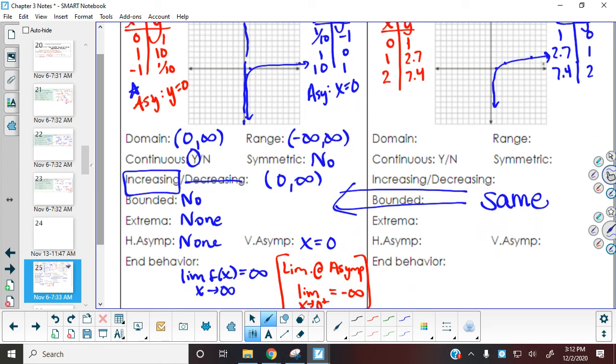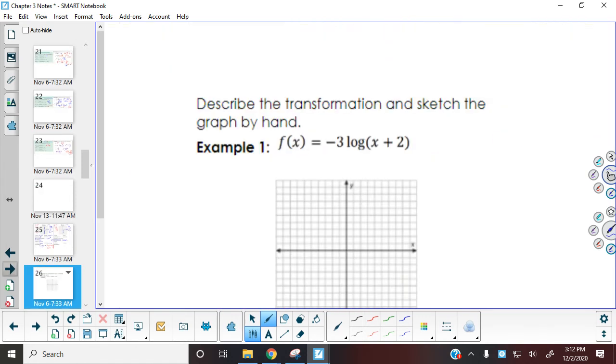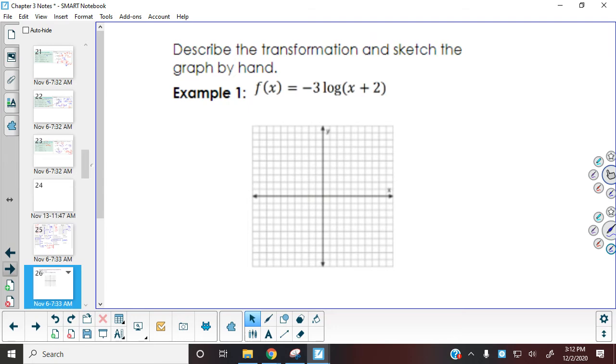So as you guys look at this, the bottom part is just doing some transformations with those pieces. So if we look at this down here, describe the transformation and sketch the graph by hand. So again, my parent function of this is the log of x. So if we want to think all the way from the beginning, my original inverse, something that we can process fairly easy, is y equals 10 to the x.